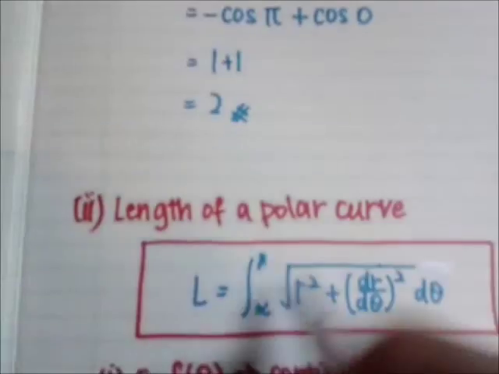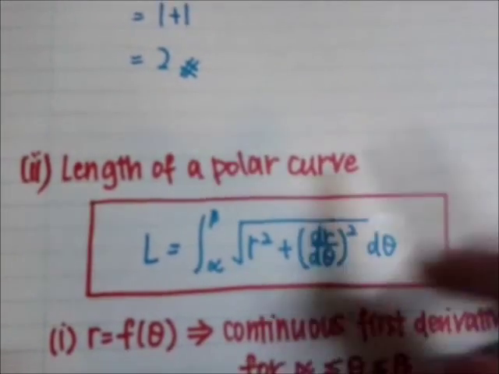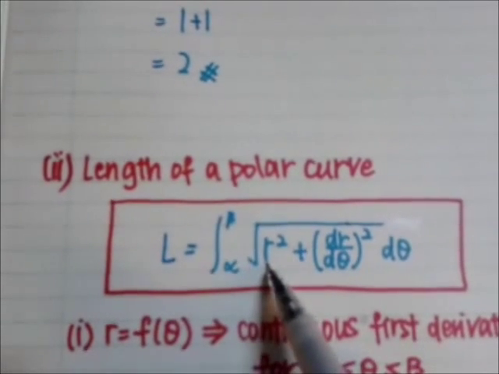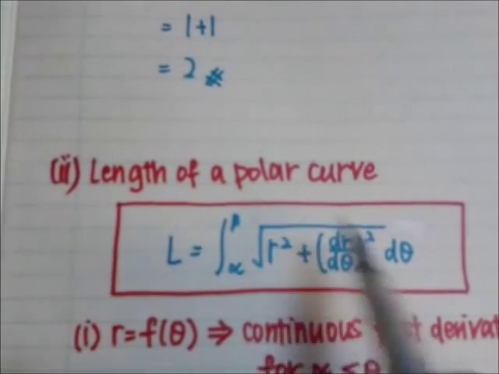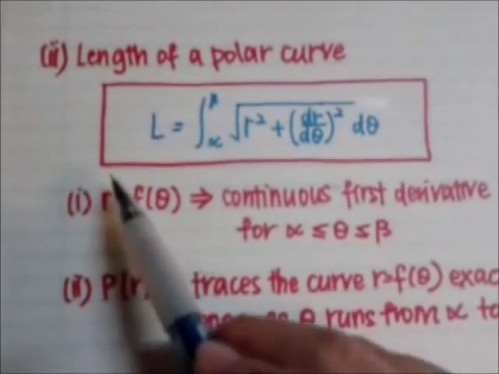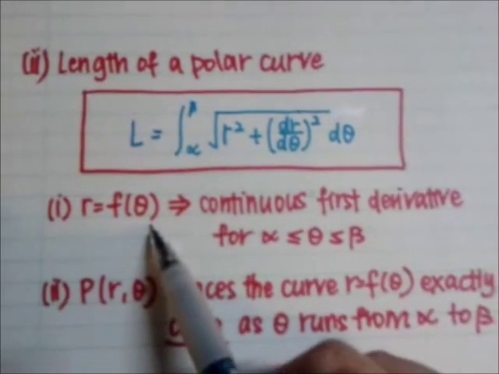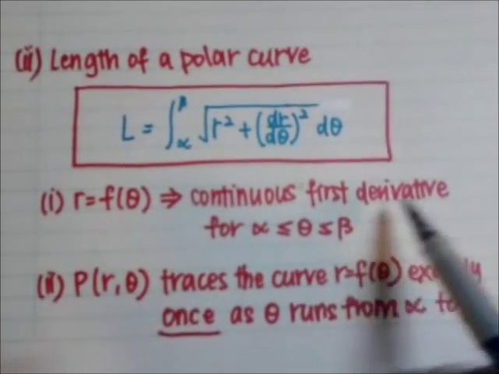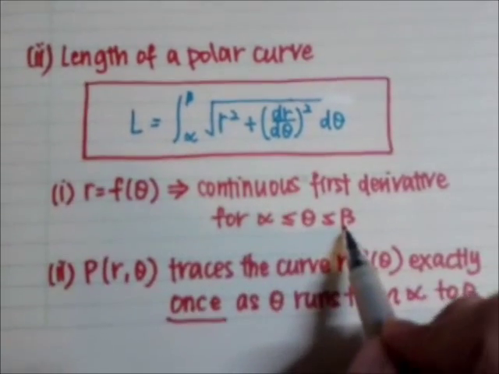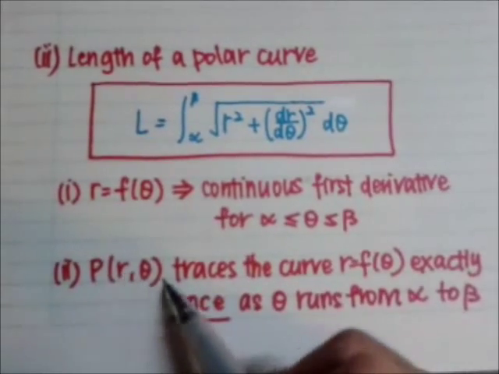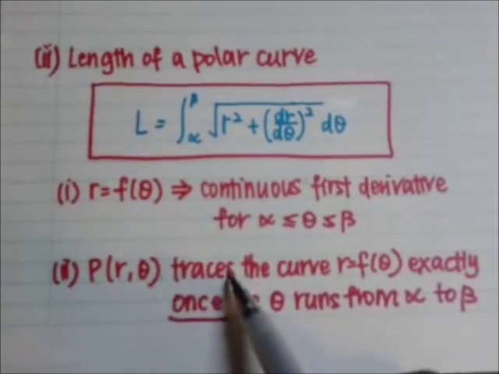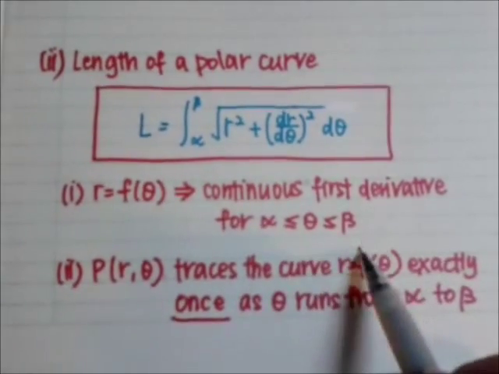Now we proceed with the second part, which is the length of a polar curve. The formula given for the length of a polar curve is the integration of the square root of r squared plus dr d theta squared, where the limit is from alpha to beta, provided that the function r equals f theta has a continuous first derivative for its limit, from alpha to beta, and the point P (r, theta) traces the curve exactly once as theta runs from alpha to beta.